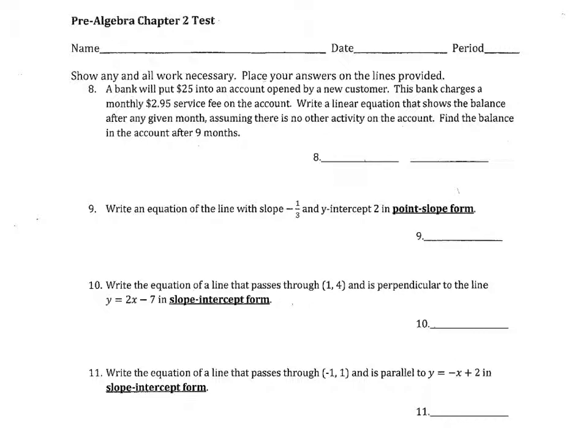So we need to show any and all work. Put your answers on the line. Number 8. A bank will put $25 into an account opened by a new customer. The bank charges $2.95 for service fee on that account. You need to write a linear equation that shows the balance after any given month, assuming that there's no activity on the account, meaning you don't put any money in, you don't take any money out. And then find the balance in the account after 9 months.